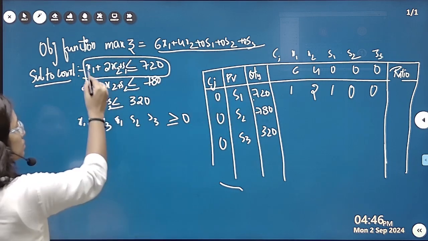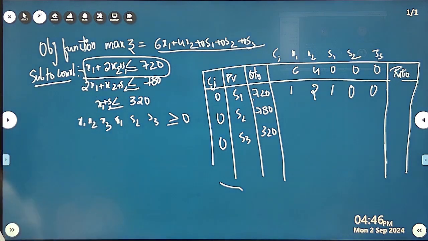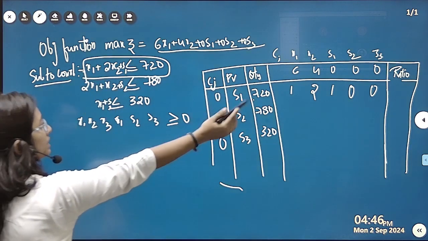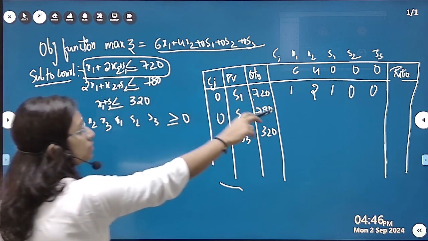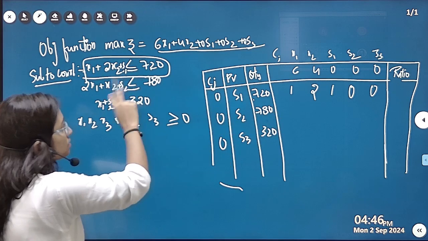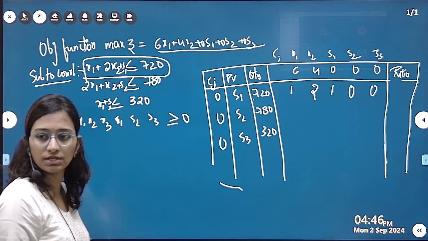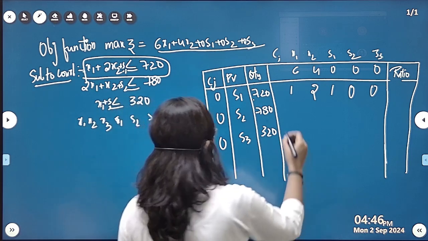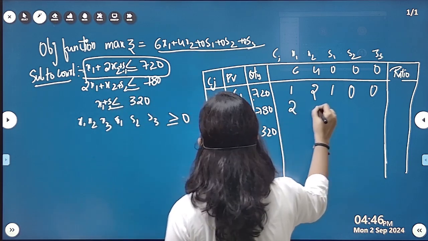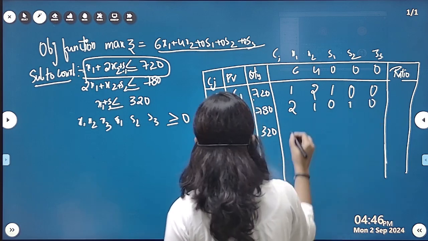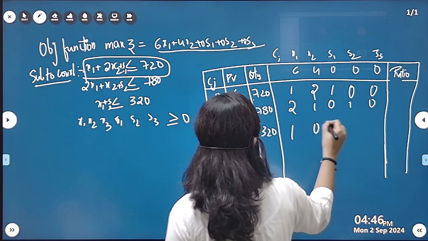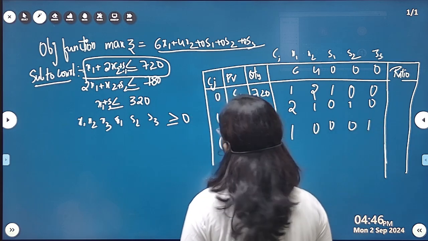Okay. So before x1 what is there? Nothing is there. So we can assume that as 1. So here the value of x1 is 1. x2 is 2. S1 also 1. And S2, S3 is not there in the first equation. So it's 0. So tell me the values of second equation. 2, 1, 0, 1, 0. So third equation 1, 0, 0, 0, 1. Okay.